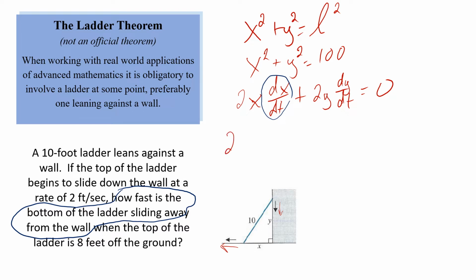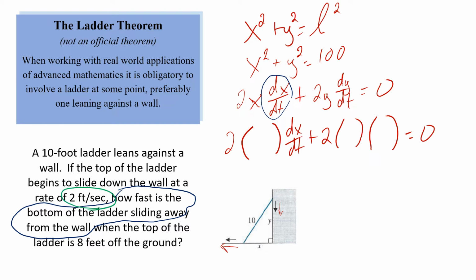So we're going to have 2 times x, which is something, times dx over dt, plus 2 times y times something equals 0. So we'll plug in what we know. We know that it's sliding down the wall at 2 feet per second. So we can put that in. Now, a common mistake here is to put in 2. It's not actually 2. It's sliding down the wall. It's going to be negative 2. What else do we know? We want to know what's happening when the top of the ladder is 8 feet off the ground. That means we want y to be 8.